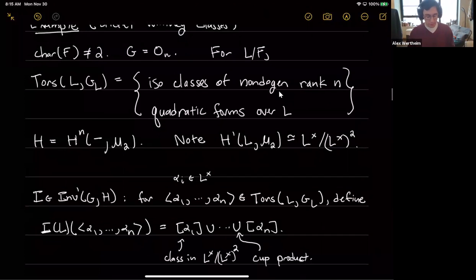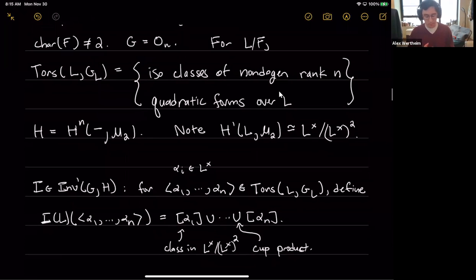So if I take H to be the functor H^n, motivic or fppf, with values in the group scheme mu_2, I'd like to produce a type 1 H invariant of G. The first thing I'll note is that H^1 of L with values in mu_2 is simple to describe. I'll go through this in more detail later, but standard Kummer theory tells us that this is isomorphic to the group of units of L modulo squares. And so I can construct a type 1 H invariant of G as follows.